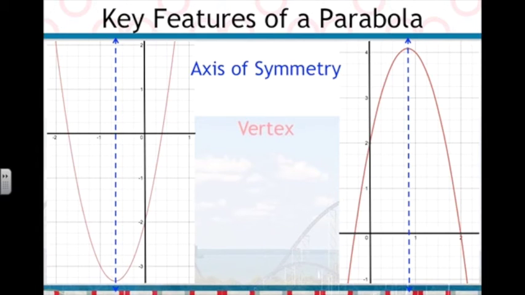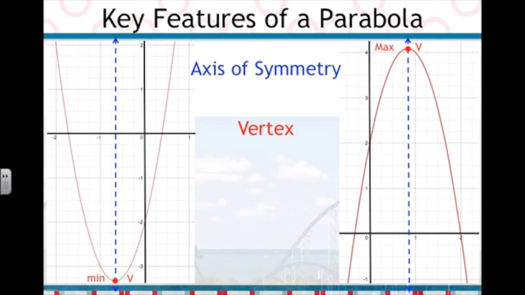Next, we have the vertex. This is the point on the parabola that is the highest or lowest, and the axis of symmetry goes through it. We usually use the letter V to label it. If the parabola opens up and the vertex is the lowest point, we call it a minimum point, or min for short. If the parabola opens down and the vertex is the highest point, we call it a maximum point, or max for short.